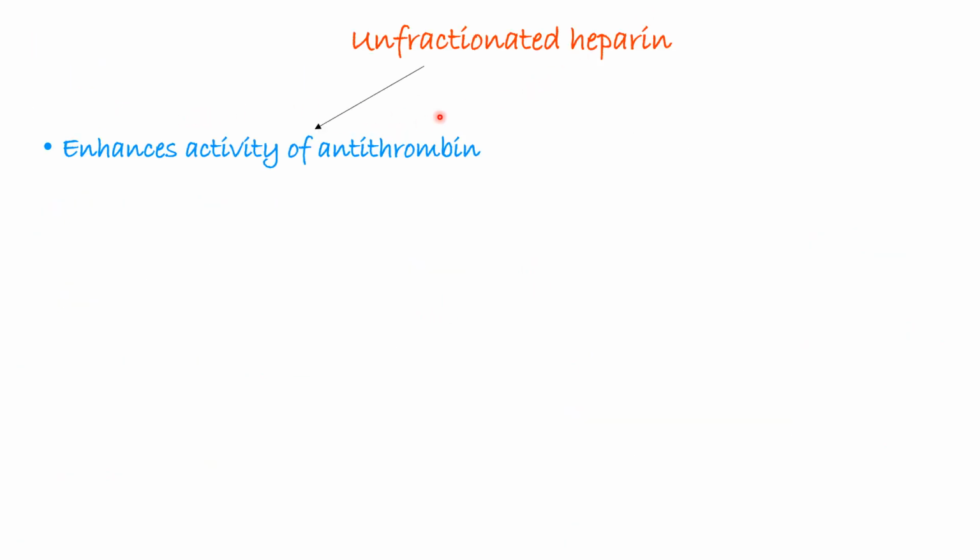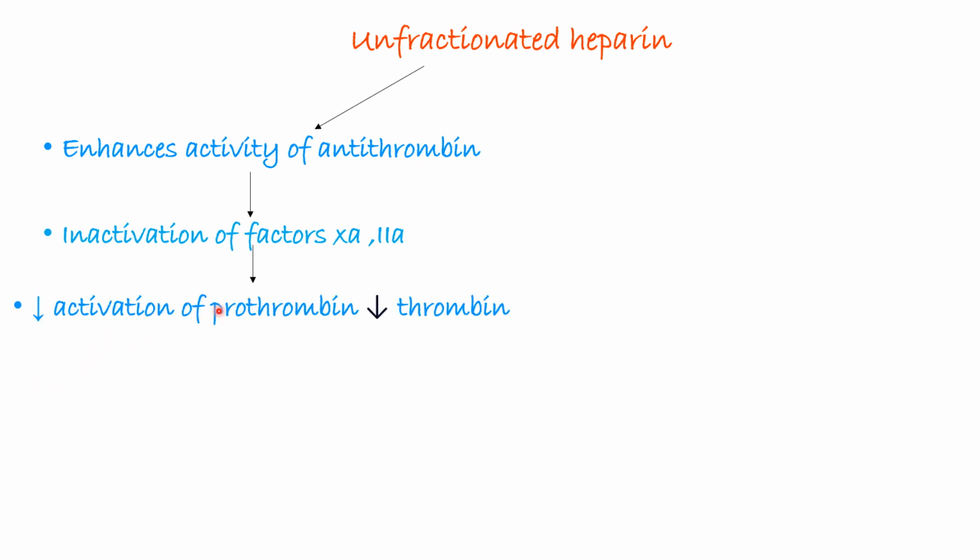As we said, the mode of action of unfractionated heparin is that it stimulates or enhances the activities of antithrombin 3, and then antithrombin 3 later inactivates factor 2 and factor 10A. In this pathway, I went with the inhibition of factor 10A. After the inhibition of factor 10A, we have reduced conversion of prothrombin to thrombin, and then later we have reduced conversion from fibrinogen to fibrin.